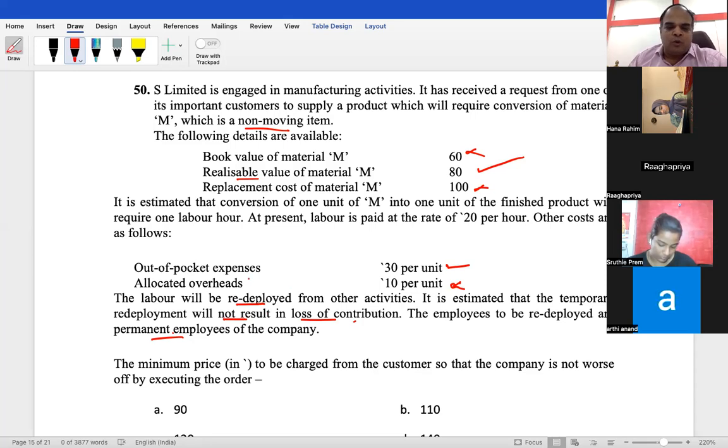Other two costs given, out of pocket cost and allocated cost. Allocated cost is an irrelevant cost because of the going concern policy, the company is going on. Whether I am going to accept the offer or not, I have to incur the fixed cost. Therefore, allocated cost is not relevant. Only extra expenses, the out of pocket cost, is relevant. Therefore, only two costs are relevant out of the entire statement because of the non-moving item. One is resale value, nothing but realizable value. Another one is out of pocket cost. 80 rupees plus 30 rupees is equal to 110. 110 is a relevant cost. Understood?